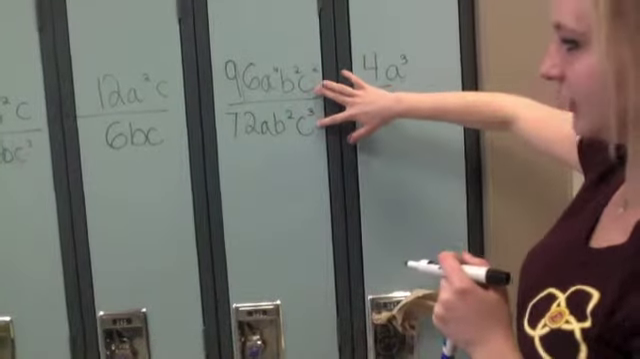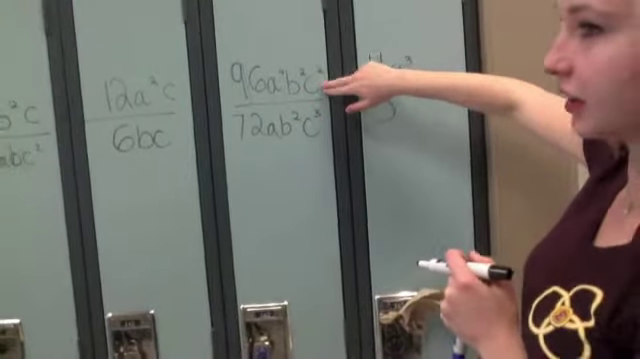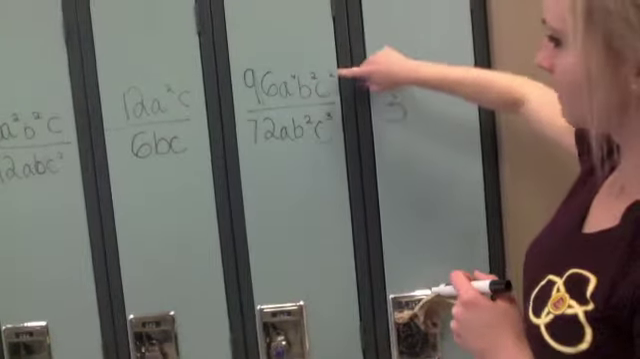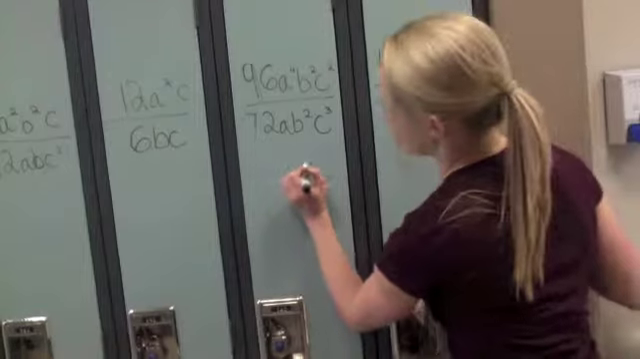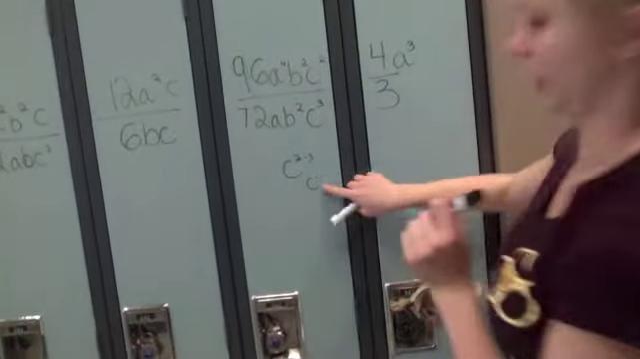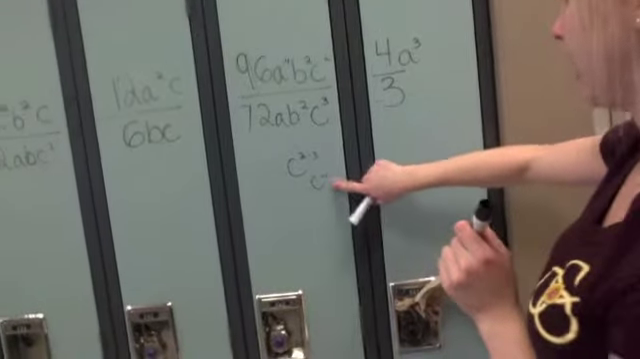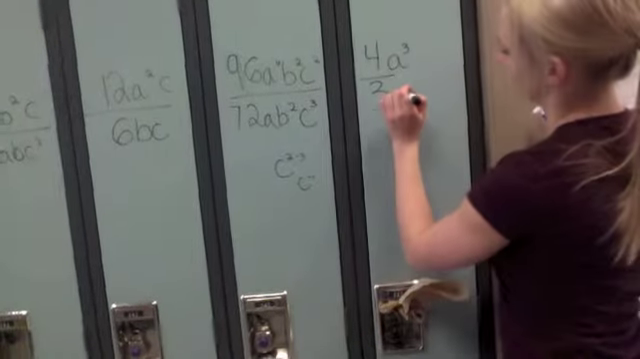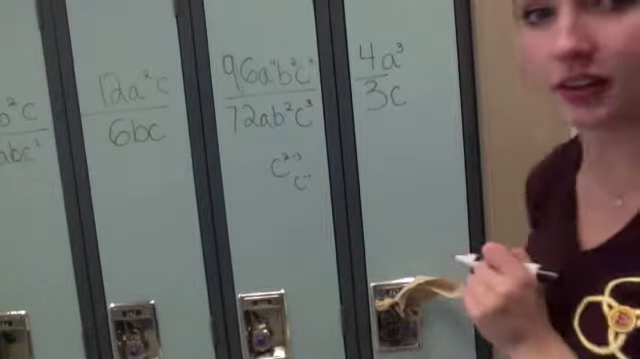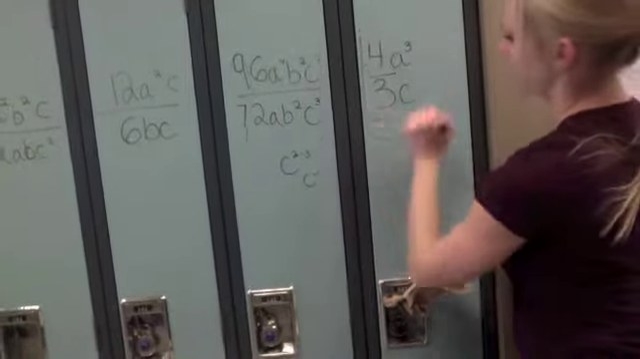Now looking at c's, it's a little more complicated because you have c squared divided by c to the power of 3, which is really c to the 2 minus 3, which is c to the power of negative 1. Since we can't have that, we put it on the bottom. So you have 4a to the power of 3 divided by 3c, which gives us our final answer.